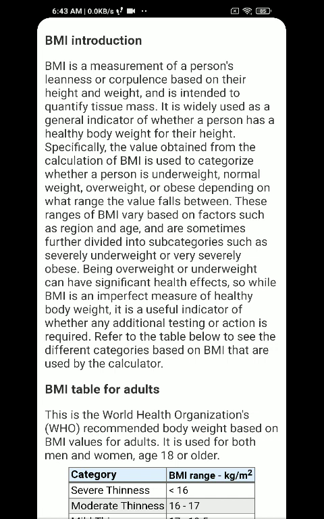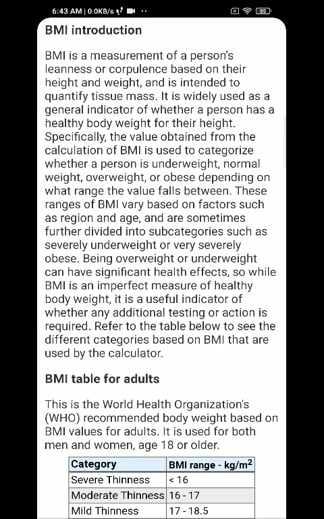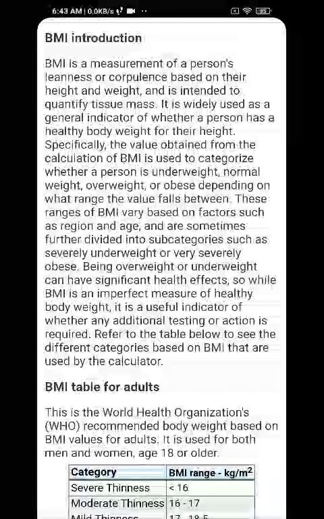Specifically, the value obtained from the calculation of BMI is used to categorize whether a person is underweight, normal weight, overweight, or obese, depending on what range the value falls between. This range of BMI varies based on factors such as region and age and is sometimes further divided into subcategories such as severely underweight or very severely obese. Being overweight or underweight can have significant health effects. So, while BMI is an imperfect measure of healthy body weight, it is a useful indicator of whether any additional testing or action is required.